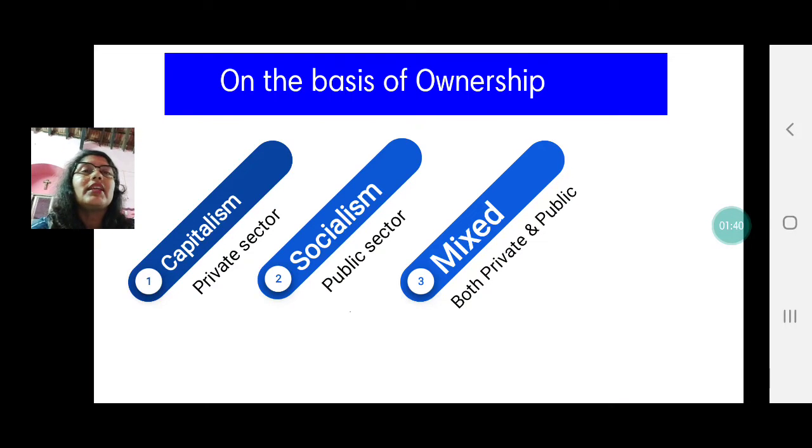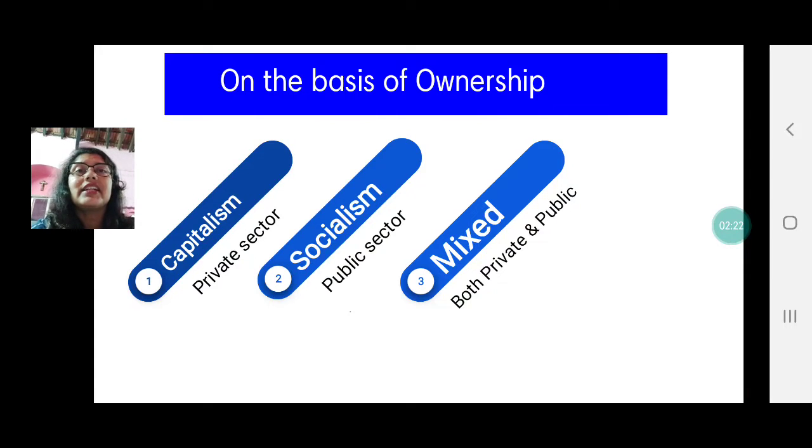And mixed economy is that type of economy where there is coexistence of both capitalism and socialism. That is, some industries are owned by private individuals and some industries are in the hands of the government. So after understanding this, can you say what type of economy has India adopted? Yes, mixed economy, because we have many industries which are in the private sector, and there are rather few industries now, which are in the hands of the government, that is in the public sector.